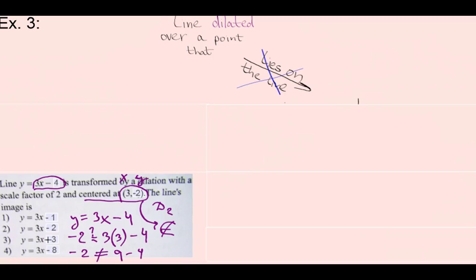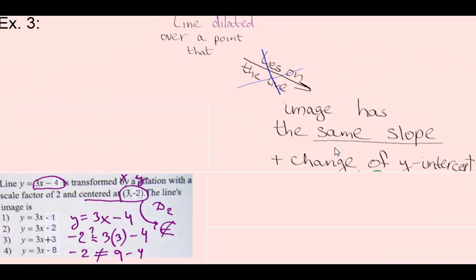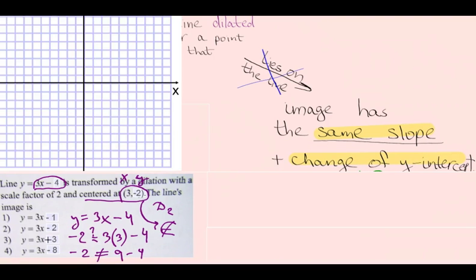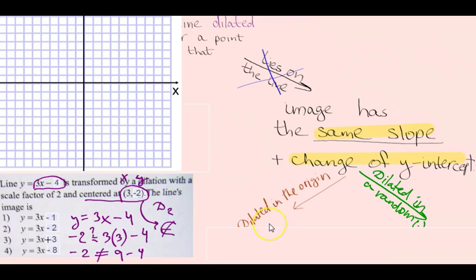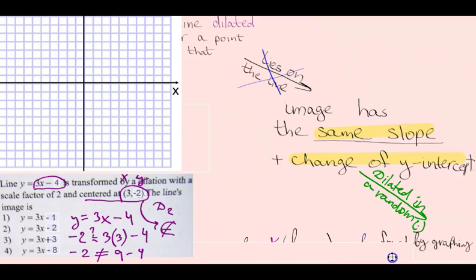The good news is that since the point of dilation does not lie on the line, we get a more interesting situation. We will have a similar line whose slope is the same, and we will have to find the change in the y-intercept. So let's ask ourselves once again, are we dilating in the origin or in a random point? Unfortunately, this time we are dilating in a random point. Therefore, our solution will be found only if we actually do the graphing.